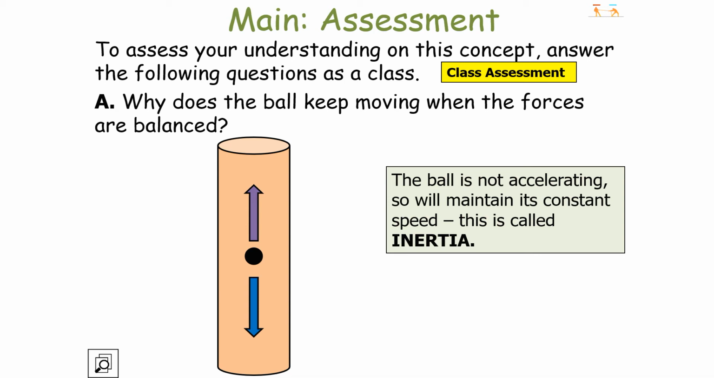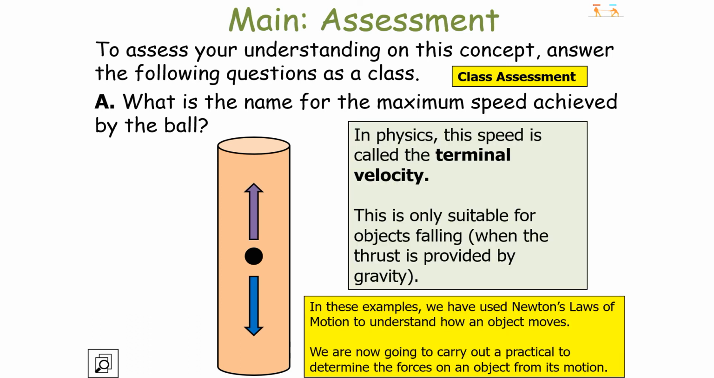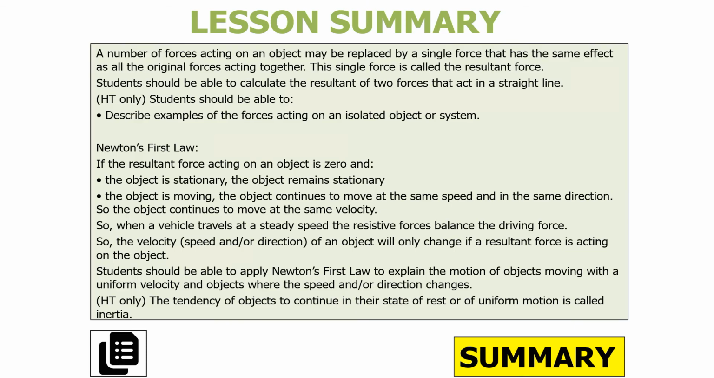Now, this phenomenon in physics is called inertia. So the ball will want to remain at the same speed when there's no resultant force acting on it. It has inertia. Now, in this case, what's the name for the maximum speed achieved by the ball? Well, the maximum speed is called the terminal velocity, but this is only suitable for objects falling when the thrust is provided by gravity.